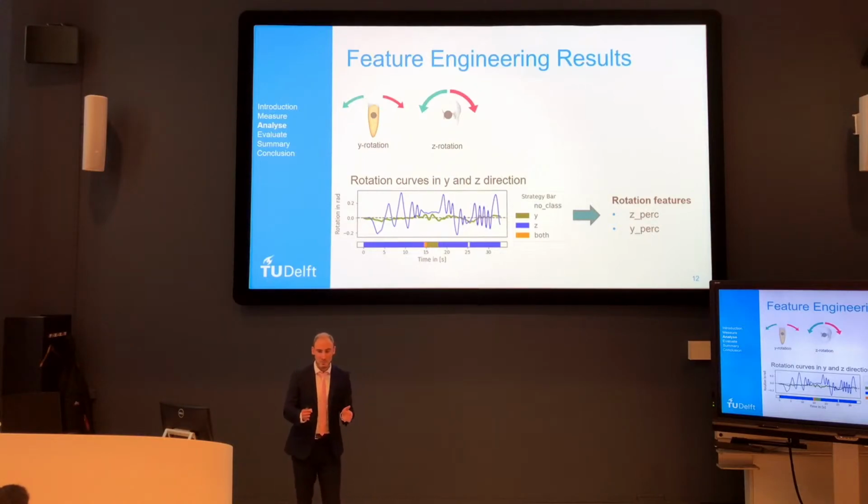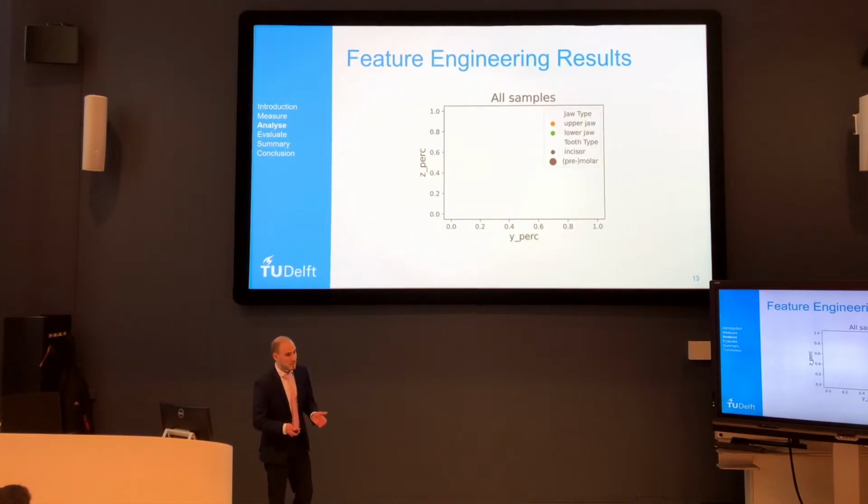We can express the amount of Z rotation as a percentage of the total time of an extraction. That's what the feature Z percentage represents, and the Y percentage feature represents the total time the dentist is extracting in Y direction as a percentage of the total time of an extraction. If we plot the Z percentage versus the Y percentage for all samples of the dentist, we can see that clear clusters are appearing.